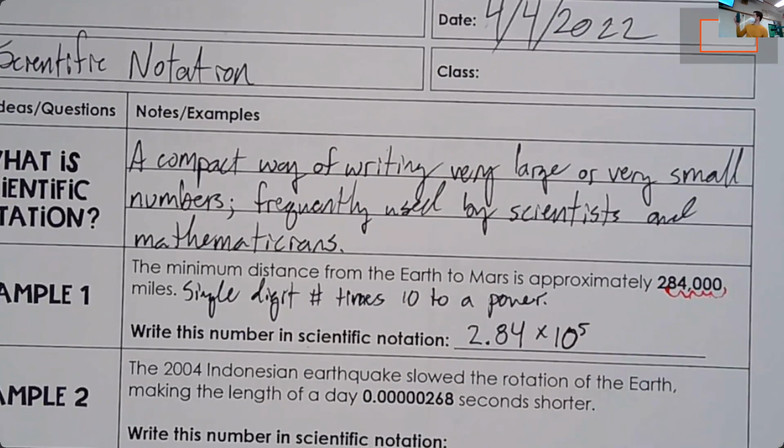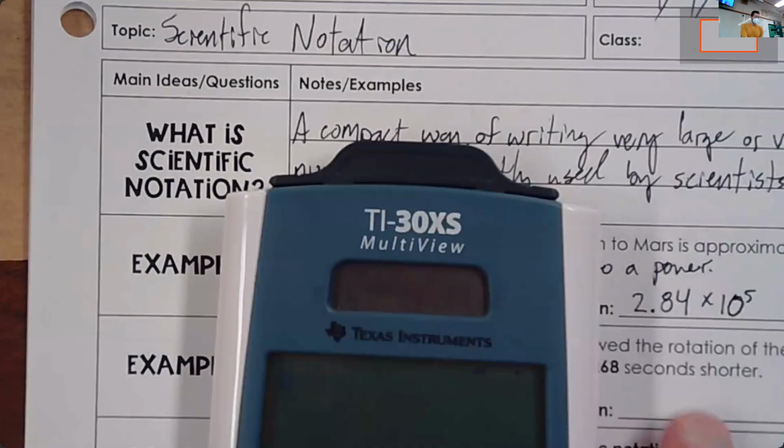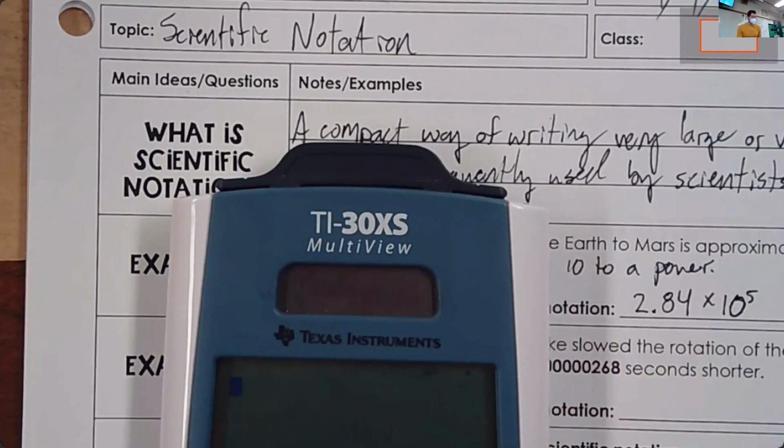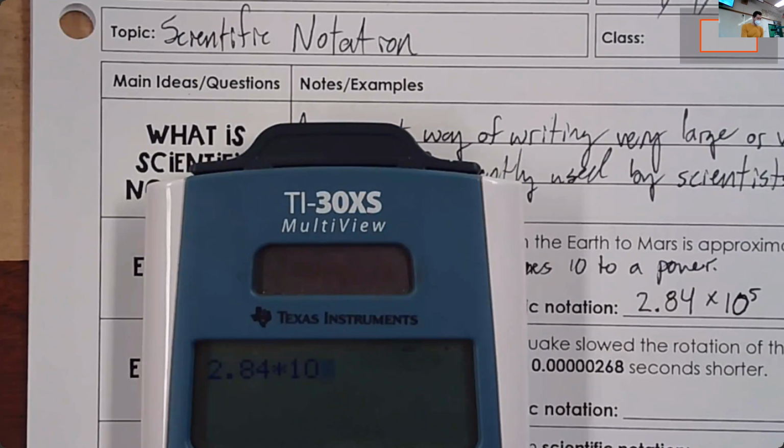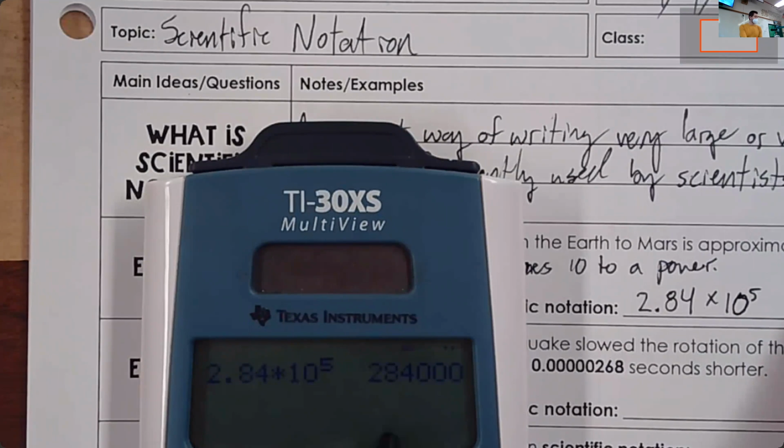And you can always double check this on your calculator, which is actually a really good idea, because you can always know if you have the right answer or not. If you're converting from a regular number to scientific notation, you can type in 2.84 times 10 to the 5th power. And when you multiply that out, it gives you the original number of 284,000. So you can always double check to make sure that you're doing this correctly.